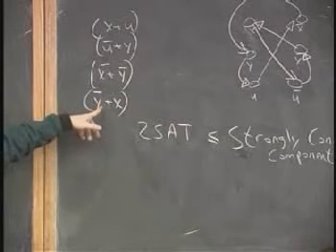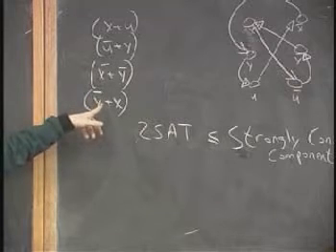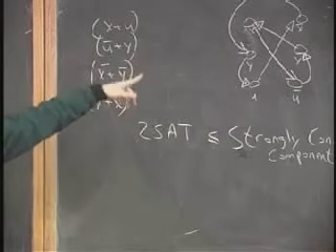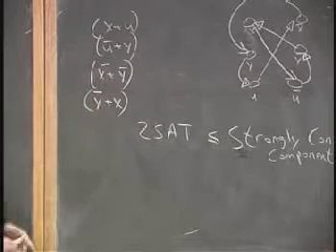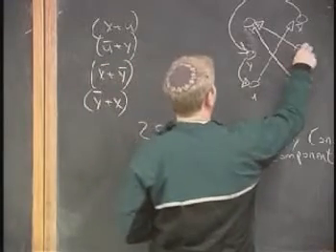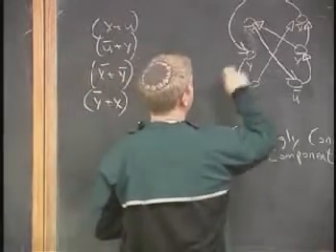Let's add this. Now we can't do this two-satisfiable assignment. Now there won't be any way to do it. But let's see what happens in our picture. We need an edge from y bar to x bar, and we need an edge from x to y.